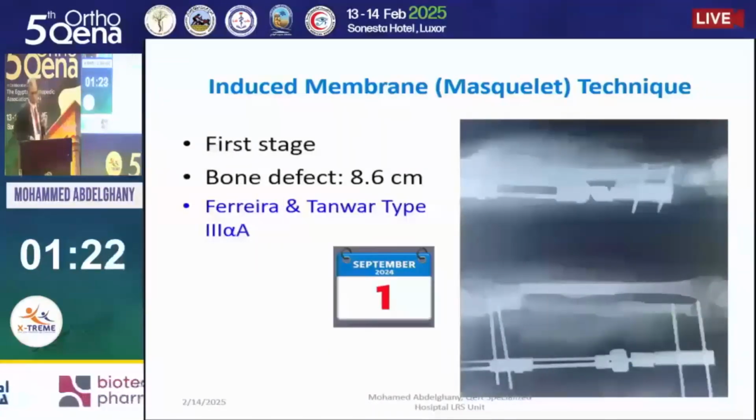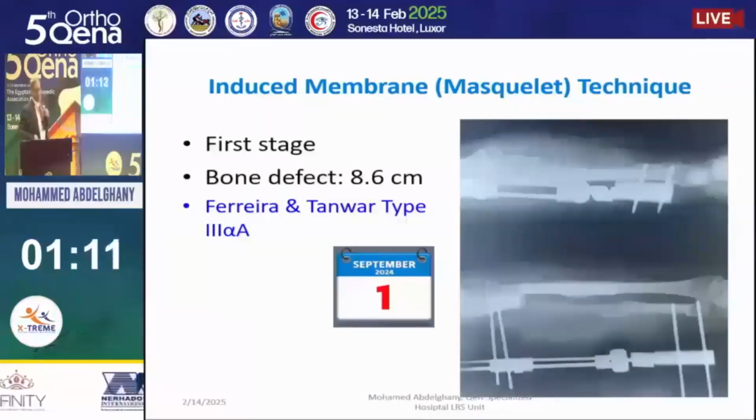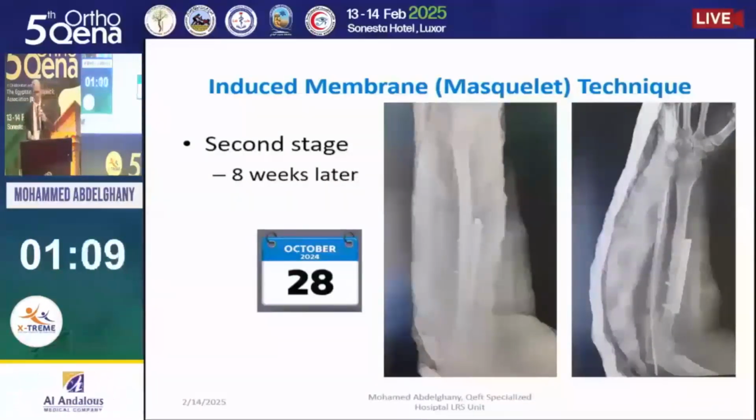The first stage, we oncologically debrided the bone. The defect became 8.6 centimeters, and we used this tenuous external fixator. And in the second stage, the patient was non-compliant with the fixator. He even tried to pull it out. So in the second stage, we replaced it with an intramedullary elastic nail.